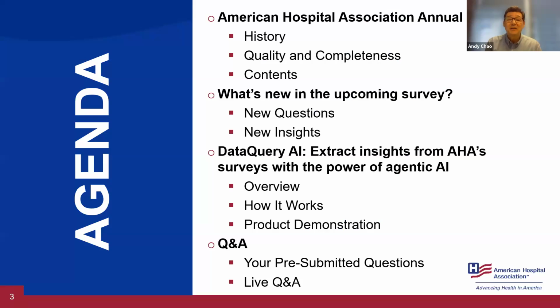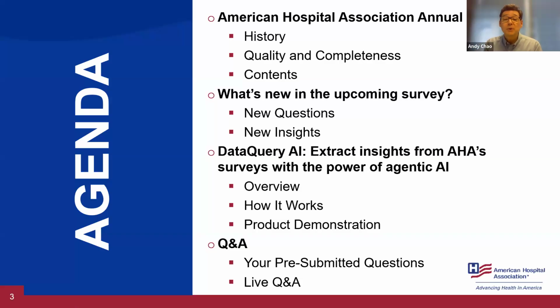Thanks, Caroline. Hi, everyone. As Caroline just said, I'm Andy Chow. I'm Director of Data Products at AHA. My job entails taking some of the data assets that AHA creates and turning them into commercial products that our customers use to support research and inform decisions. Today, we're going to talk about AHA's annual survey and specifically about the new data set, which we're getting ready to release at the beginning of December.